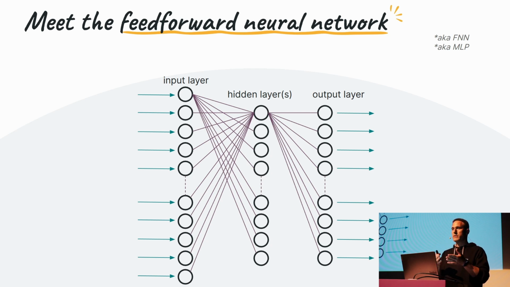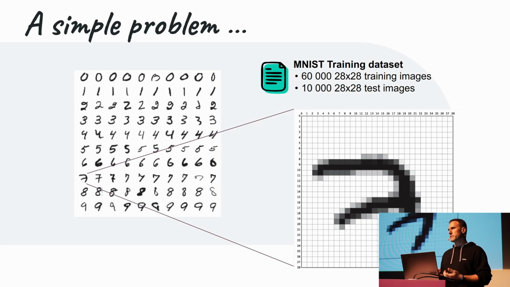So when we talk about deep learning and deep networks, we're talking about such networks where there are lots of hidden layers in between the input and the output layer. So what class of problems can you solve with such a neural network? The classical example that is used when introducing neural networks is the recognition of images.